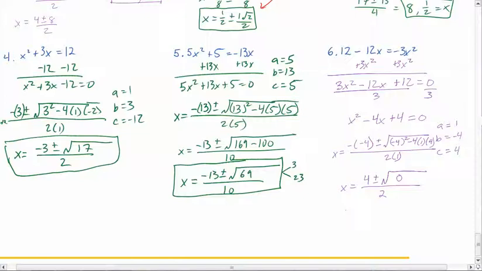So that would be x equals 2. Which, that makes sense. It's the answer. So there you go. We're all done.